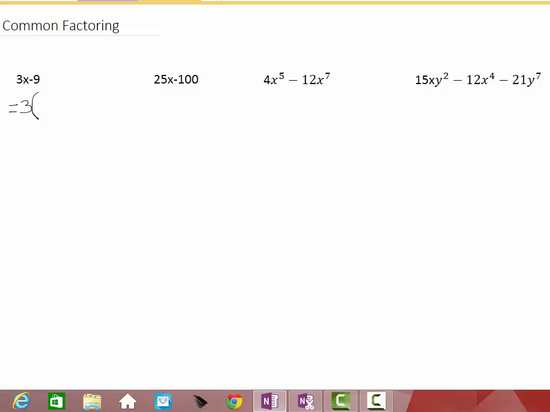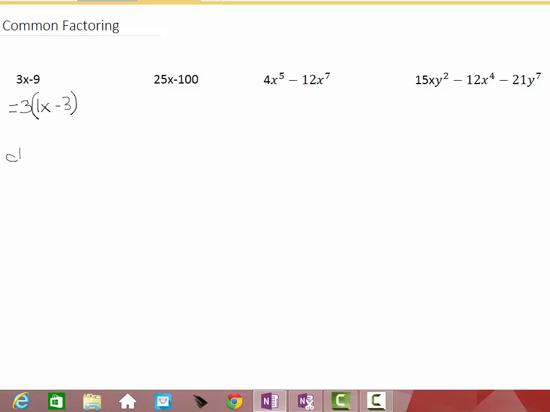And then we're going to look at the first term. 3 divided by 3 equals 1, and there's 1x still there because we didn't factor out any variables in this. -9 divided by 3 is -3. Oops, it's -3. So that's our answer there when we common factor.